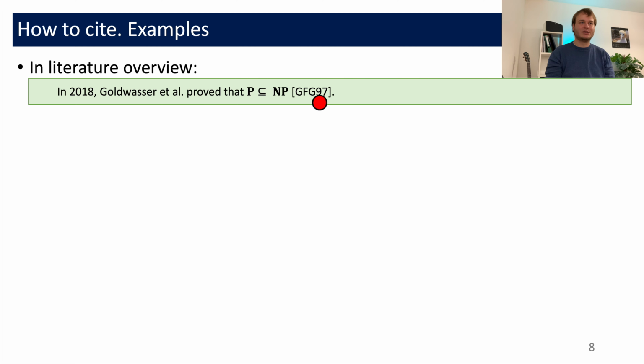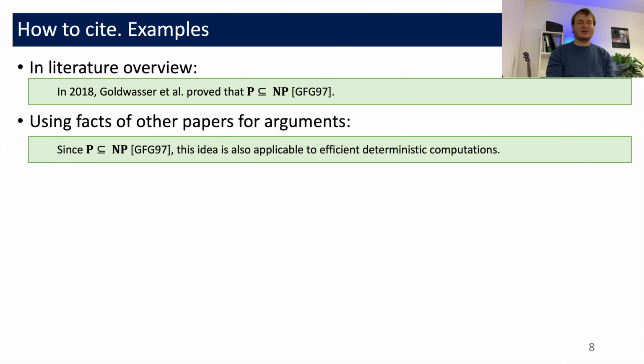So these are the initials of the authors and then the year that it appeared. We don't necessarily insist on any particular citation style, so often this is also just a number, but I kind of like this one because it's way easier to remember what this paper is. So if you see GFG 97 lots of times, then you will always just remember, that's this Goldwasser paper. And then there are some other ways of citing this. If you're just using facts of other papers in order to argue for something, then when you use this fact, just put the citation mark after it.